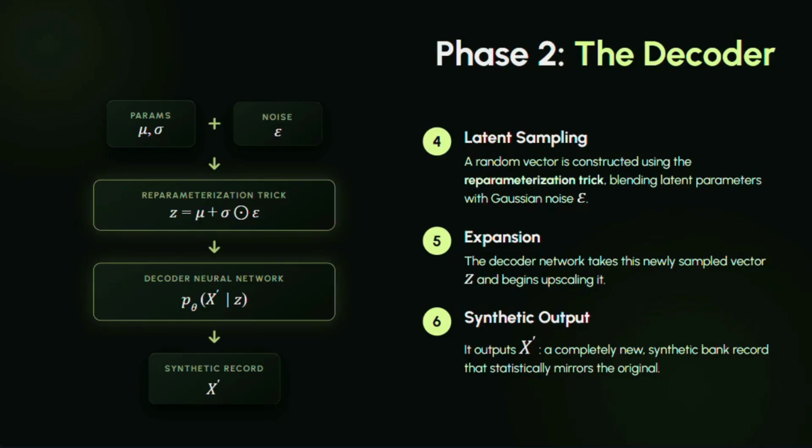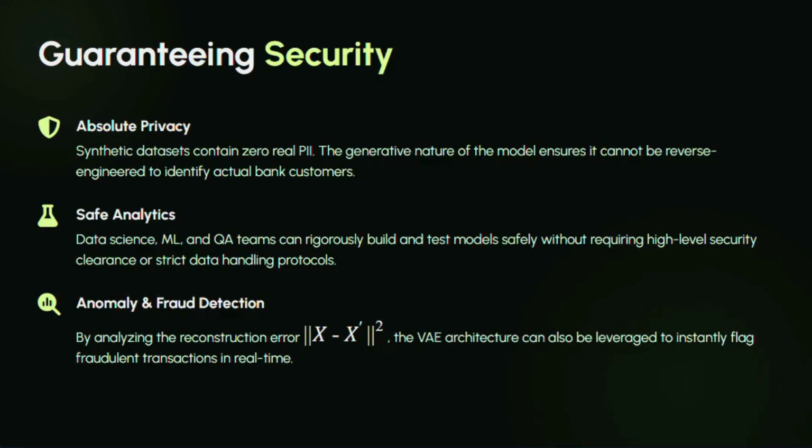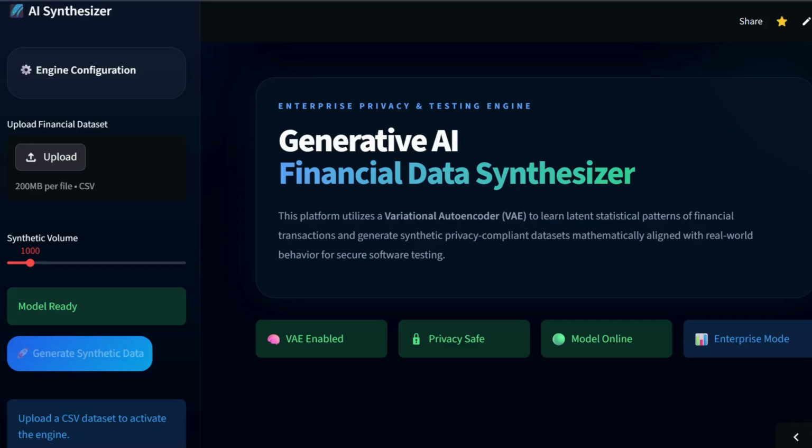And then you get some new, excellent, perfect data to give to your ML engineers, QA, and all of that, without compromising important information. So we wanted to create that, a variational autoencoder. This way we will give absolute privacy, safe analytics, and it might be used for anomaly and fraud detection cases. So let's get to it.